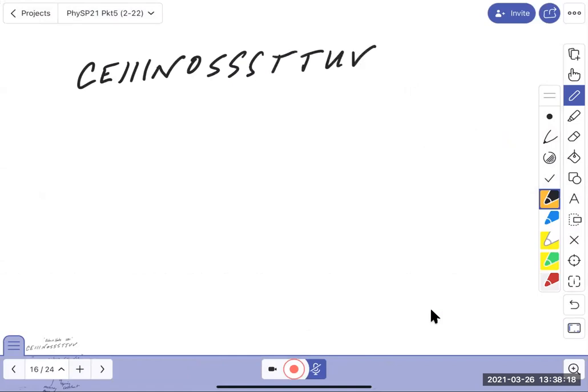CEIINOSSSTTUV. Now that is an anagram. And it's probably the world's most famous anagram, historically the most famous anagram in history.